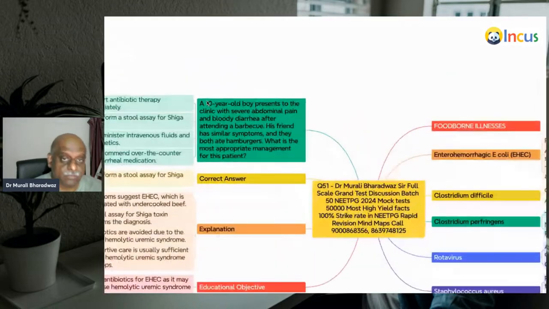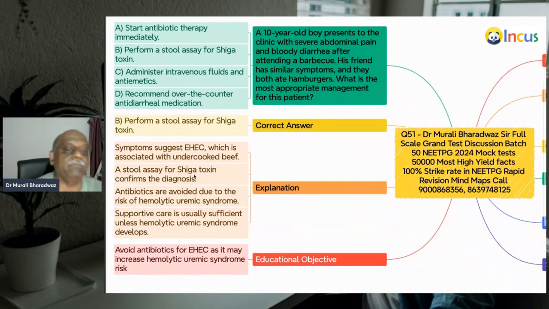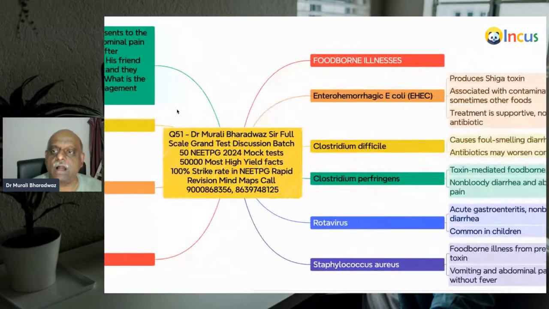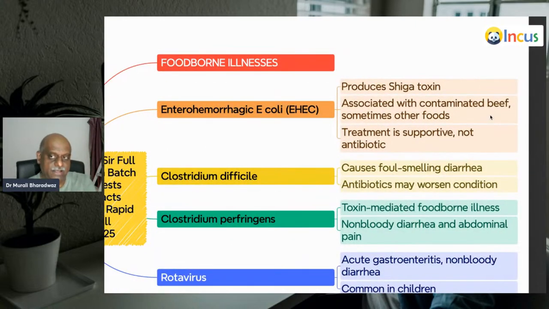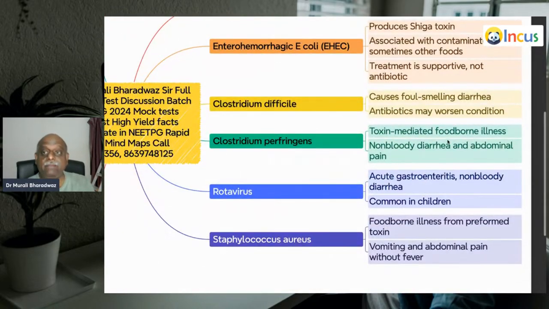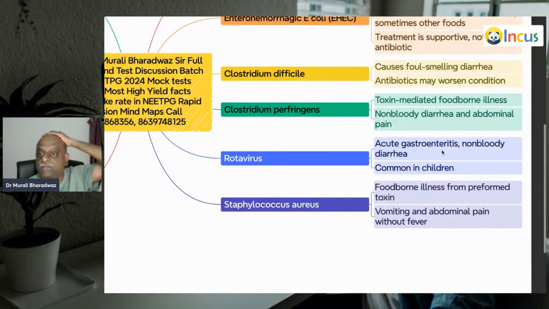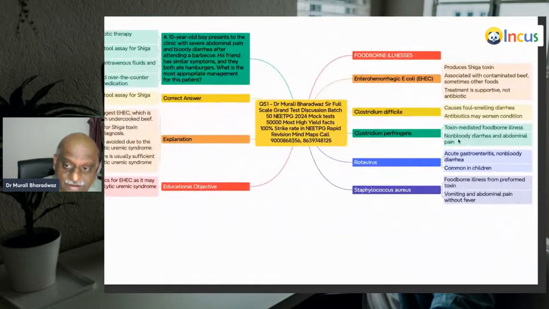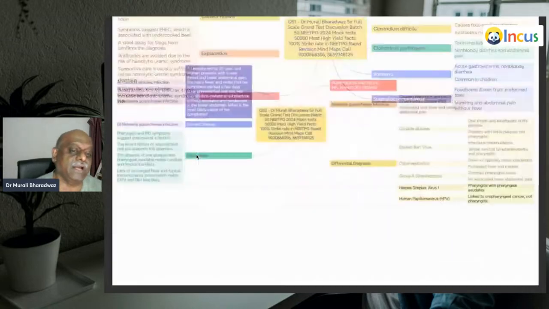A 10-year-old boy presents to the clinic with severe abdominal pain and bloody diarrhea after eating a hamburger. Diarrhea after undercooked beef is because of the Shiga toxin. Enterohemorrhagic E. coli produces Shiga toxin: hamburger, beef. Clostridium difficile causes foul-smelling diarrhea. If you give antibiotics, it can worsen. Clostridium perfringens causes non-bloody diarrhea and abdominal pain. Rotavirus is common in the pediatric age group, leading to acute gastroenteritis. Staphylococcus aureus leads to vomiting and abdominal pain without a fever, which is a very, very characteristic feature, is what you should remember.